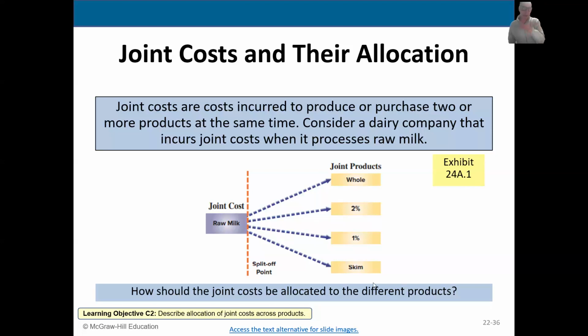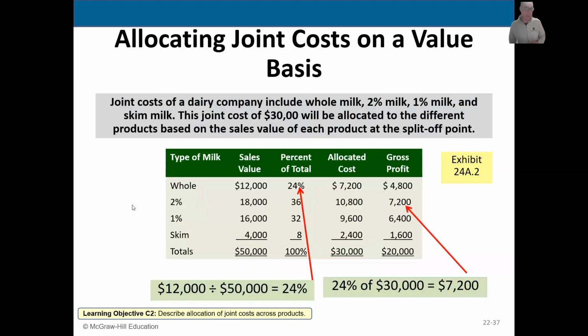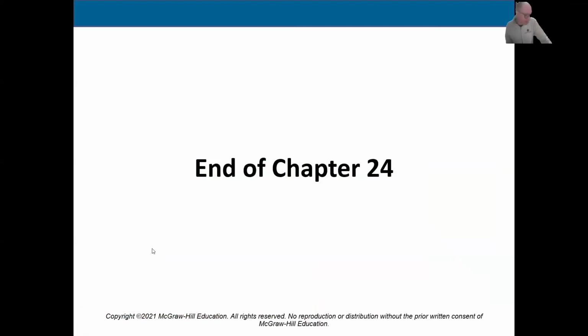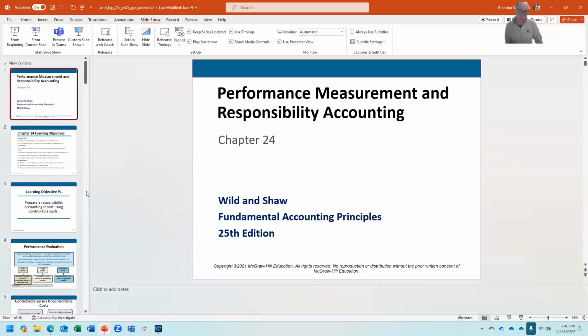So how do we allocate the joint costs? In this example, we take the sales times the percentage of the total to find the allocated costs. Sales minus the allocated cost, getting down to the gross profit. So, interesting concept. So that is the end of our discussion on responsibility accounting and also performance management.